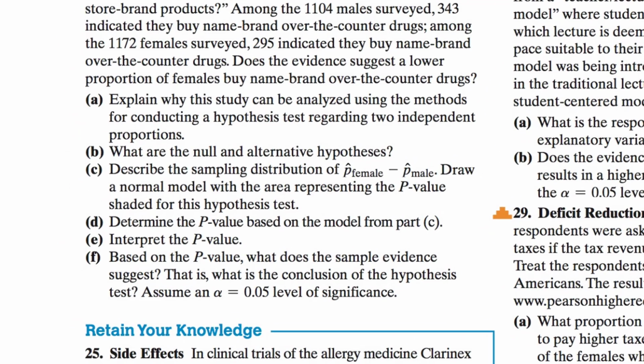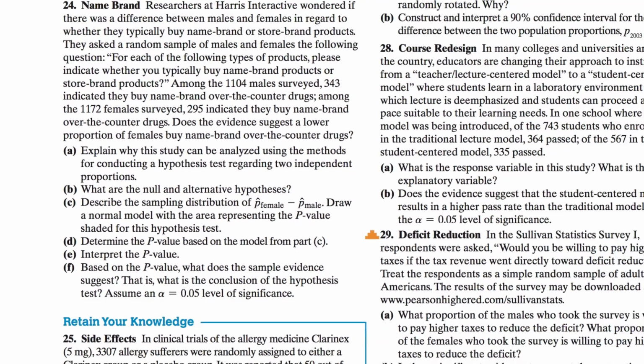Part B is asking, what are the null and alternative hypotheses? If you read the main write-up carefully, you'll notice, hopefully, that the very last sentence is the one that we want. It's what tells us our alternative hypothesis. It says, does the evidence suggest a lower proportion of females buy name brand over-the-counter drugs? So let's translate that to an alternative hypothesis.